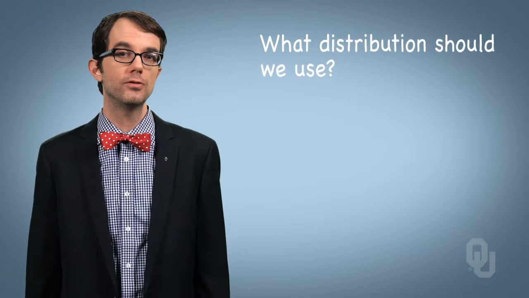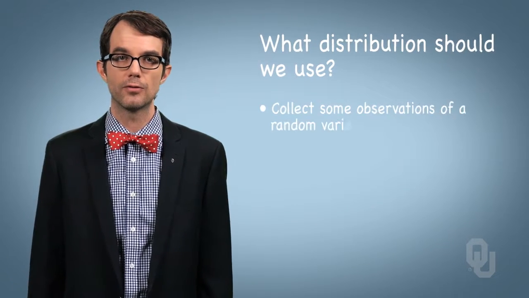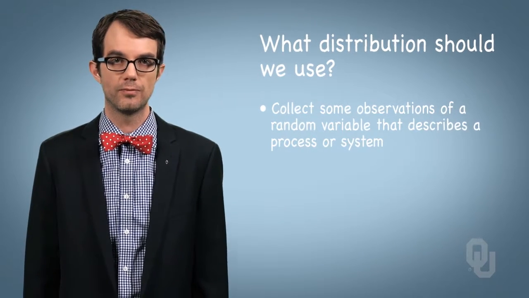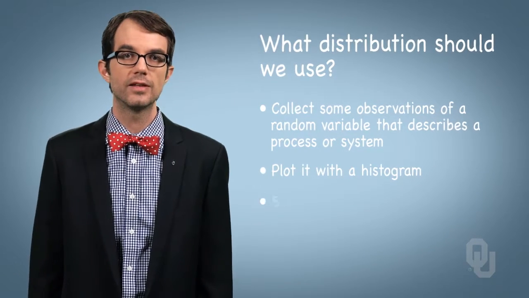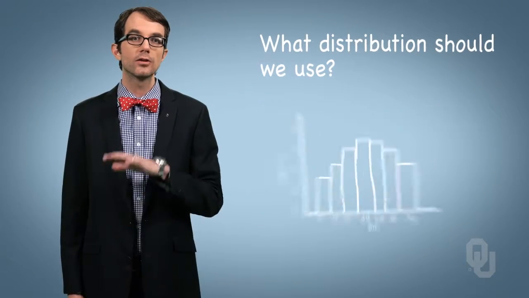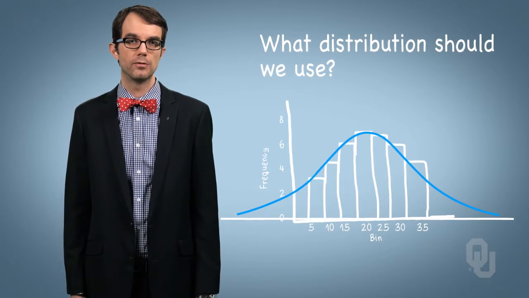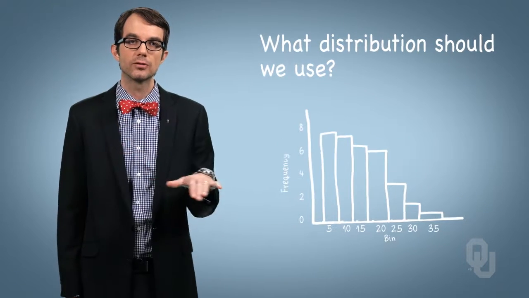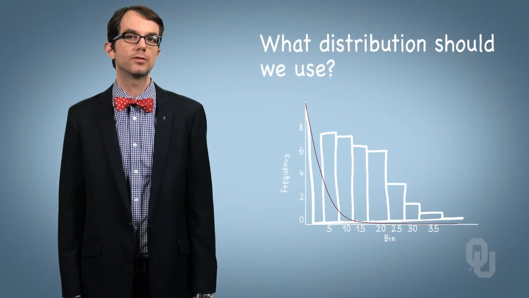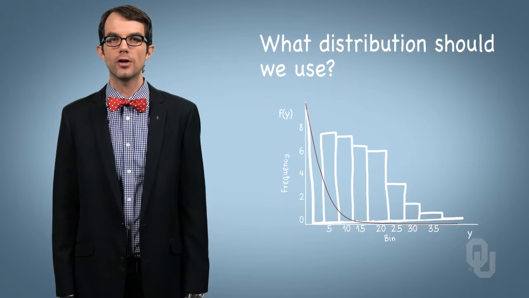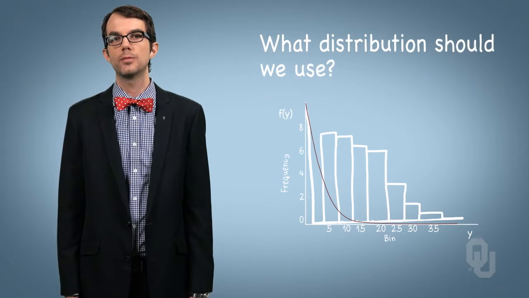What distribution should we use? First, collect some observations of a random variable that describes a process or system. Plot it with a histogram, and see what shape it has. If the data look like a bell curve, maybe a normal distribution is a good choice to describe that random variable. If the histogram has an exponential decay kind of pattern, maybe an exponential distribution is a good fit. We'll talk about some of the ways to determine the fit of a distribution later on in the course. For now, let's focus on the properties of each distribution and how to calculate probabilities of intervals, and we'll pick up some goodness of fit characteristics later on in the course.